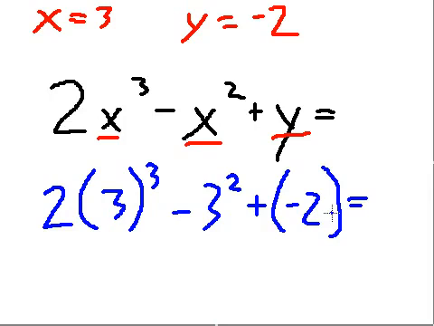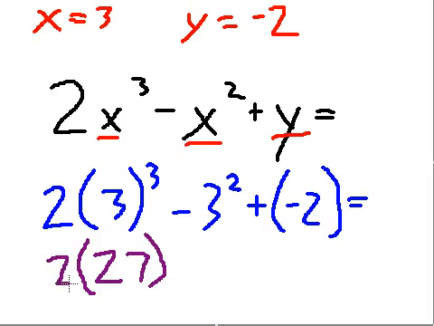Still a little bit scary, but if we remember once again our order of operations, start with the powers first, then the parentheses, and then do our subtraction. So if we do our powers first here, we're taking 3 to the third power, which is 27, and we're going to multiply 27 times 2. Then we simply subtract 3 squared, which is 9, and then we're going to add a negative 2.